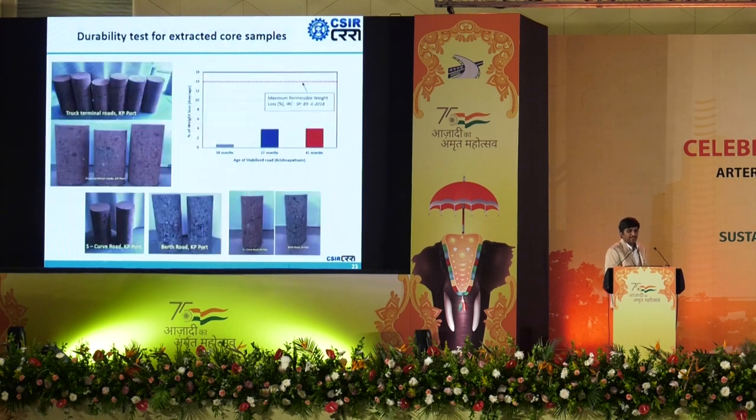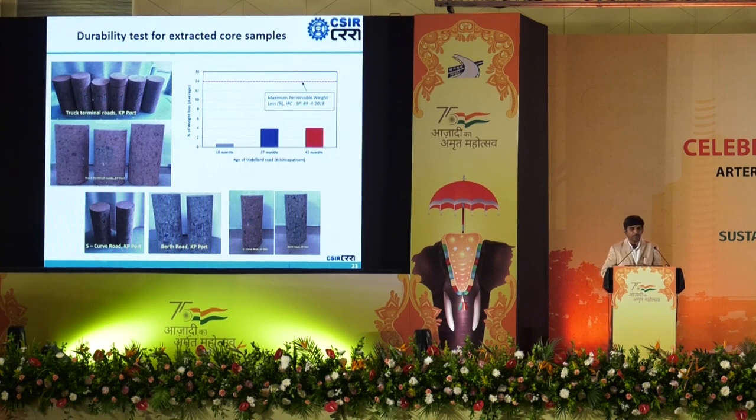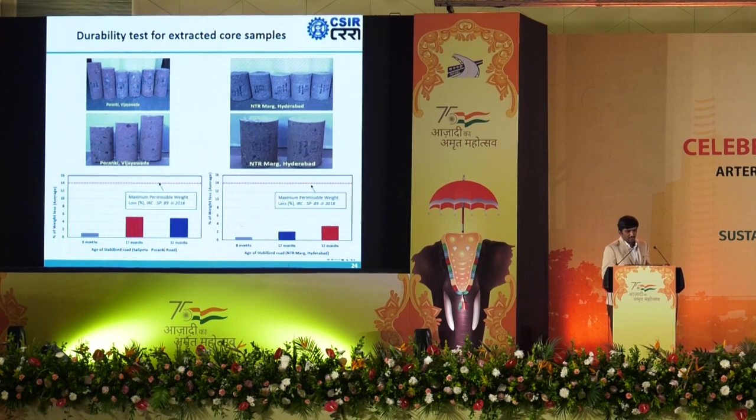So these are the field core samples extracted from the field. You can see it contains a different composition. Why? Because some pavement contains WBM, WMM, some pavement contains GSB and asphalt. The texture looks different depending upon what type of pavement you are recycling. So we checked the durability also. All are within the limits, within the time also. The durability is slightly reduced, but still all are within the limits.